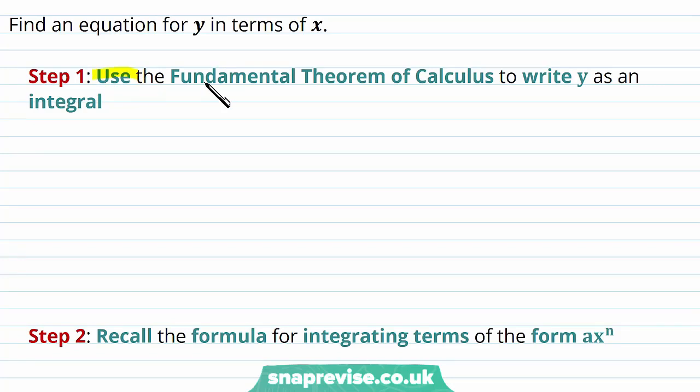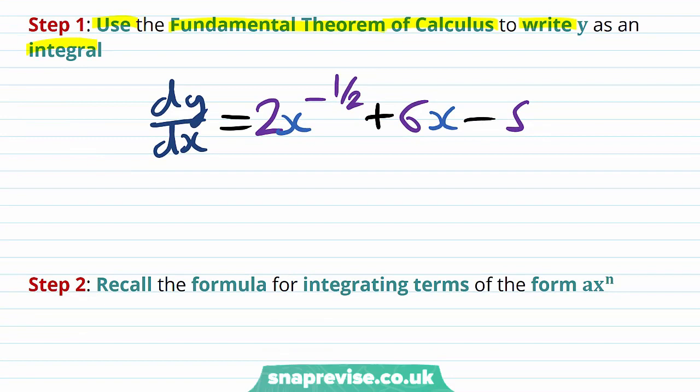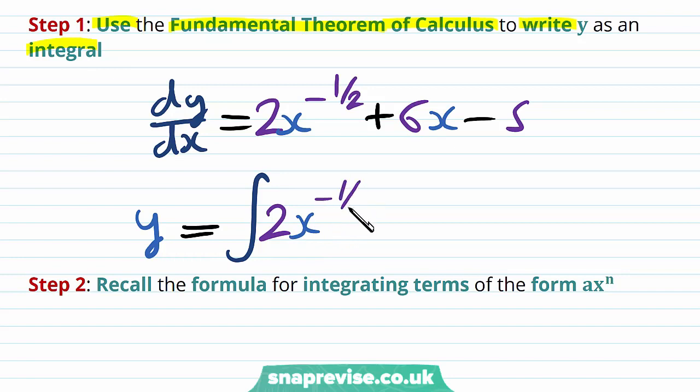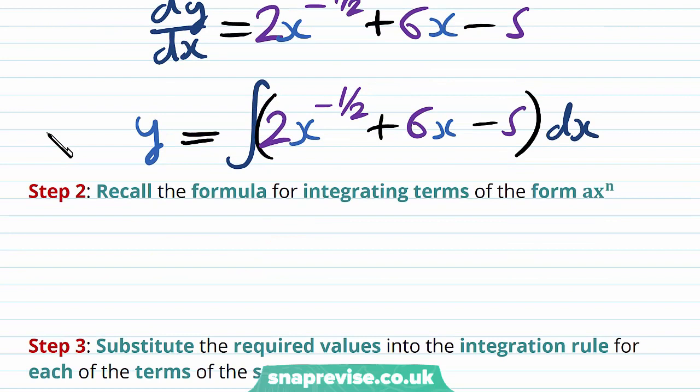Our first step is to use the fundamental theorem of calculus to write y as an integral. We currently have that dy by dx is equal to 2x to the power of minus a half plus 6x minus 5. And so by applying the fundamental theorem of calculus, all we have to do to get y is to integrate this function. And so we integrate 2x to the power of minus a half plus 6x minus 5. And again, of course, we are going to have a bracket because this expression is so large, and we'll have a dx. This just means integrating with respect to x.